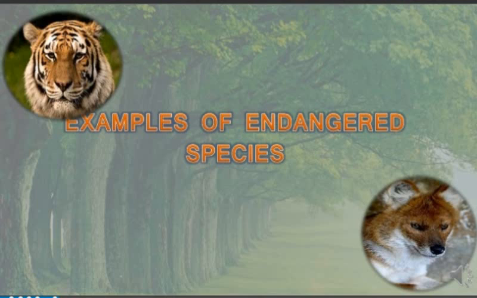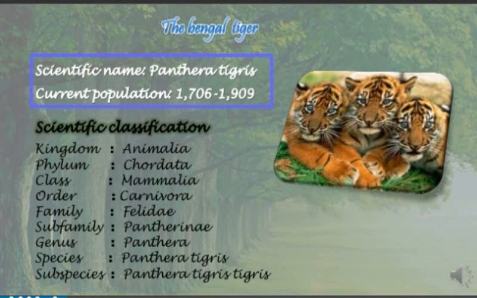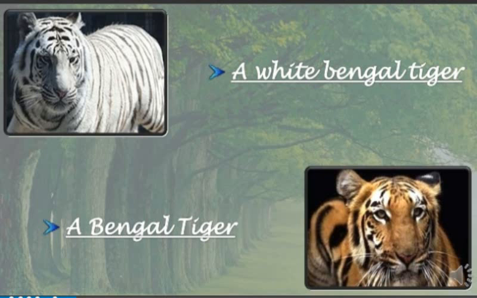Examples of endangered species: the Bengal tiger, scientific name Panthera tigris, current population between 1,706 and 1,909. So you can see the scientific classification of the Bengal tiger. A white Bengal tiger. In this picture you can see this white Bengal tiger and also a Bengal tiger.